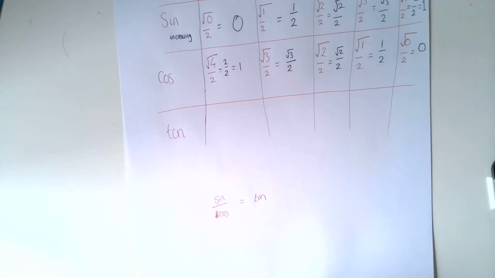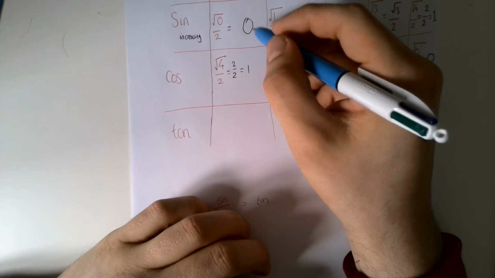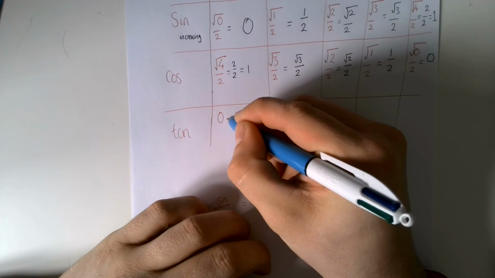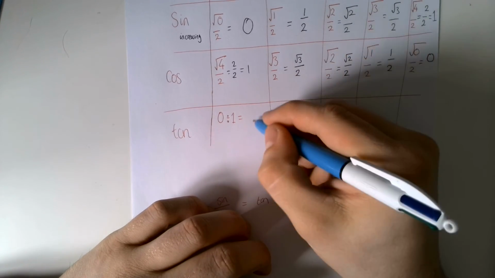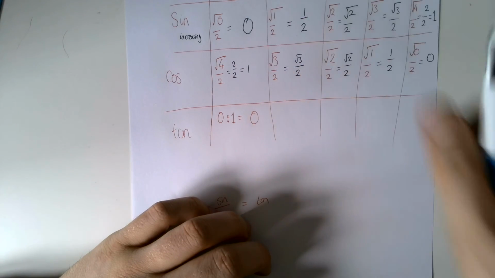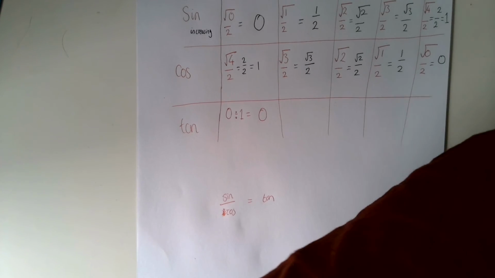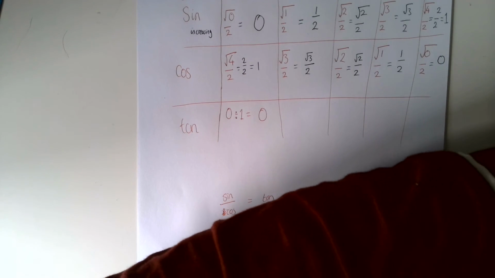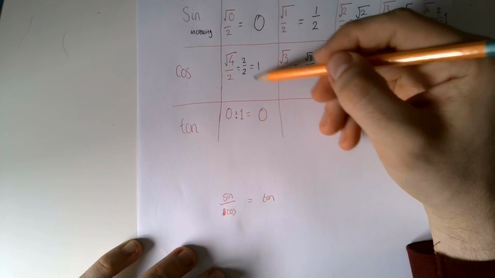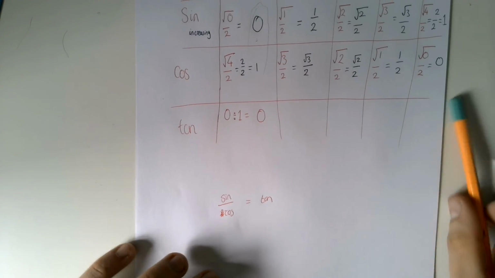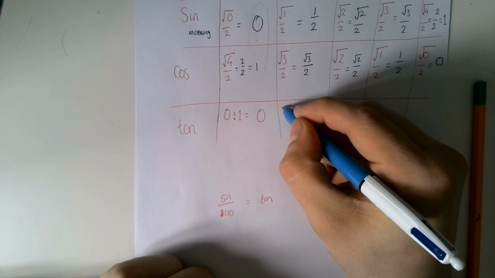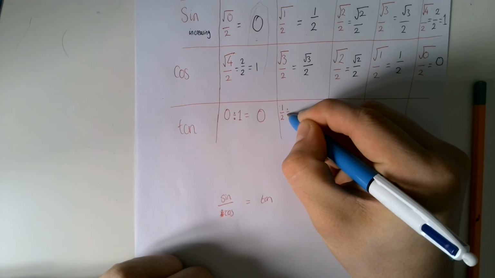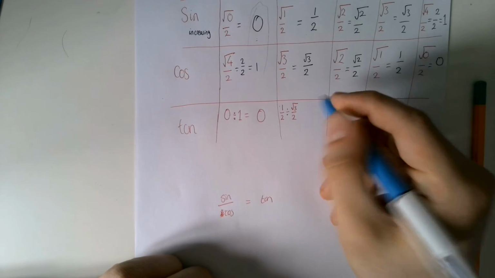So the way I've laid it out here actually makes it really nice. So the value of tan 0 is going to be 0 divided by 1, which is 0. So I'm working downwards. Okay, next one I've got is 1/2 divided by root 3 over 2. So I'm going to write that down. 1/2 divided by root 3 over 2.